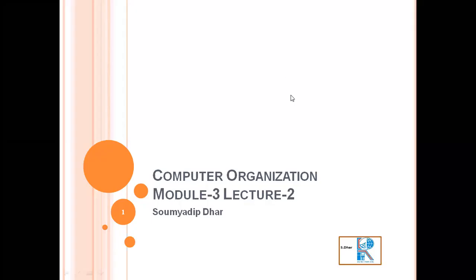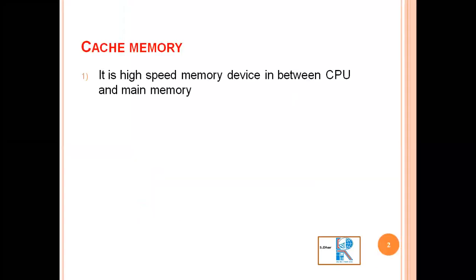So today's class is Computer Organization, Module 3, Lecture 2. Now last day we learned about the different types of memory, and I told you about the cache memory.